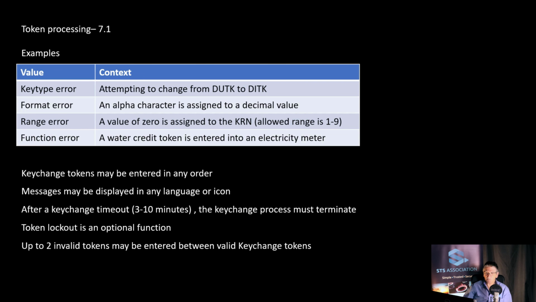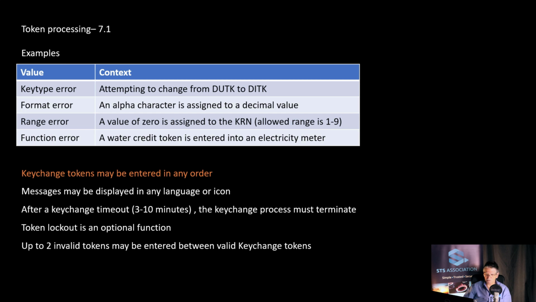So let's look at some examples of token processing. You have a key type error. This could be attempting to change from a DUTK to a DITK. That is not allowed, as we have seen in a previous video. So that results in a key type error. A format error: an alpha character is assigned to a decimal value, maybe. Or a range error: a value of 0 is assigned to the key revision number when the allowed range is from 1 to 9, not from 0 to 9. And function error: a water credit token is entered into an electricity meter.